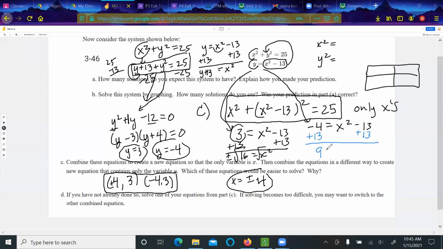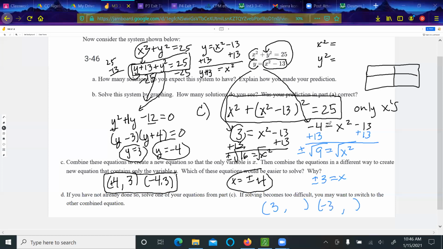9 equals x squared. Hey, 9's a perfect square, that's going to be nice. We're going to square root that, get a positive and negative. So positive and negative 3 is x. So we're going to have 2 solutions, positive 3 and negative 3.